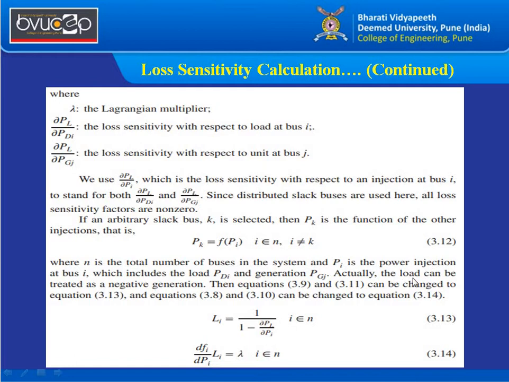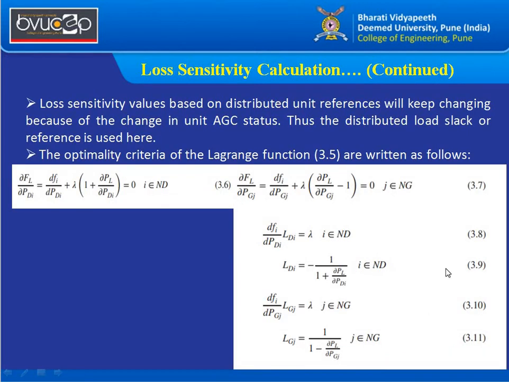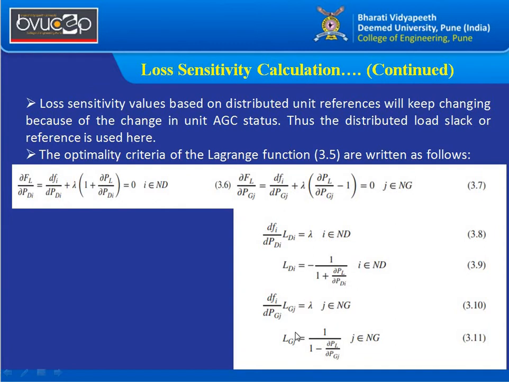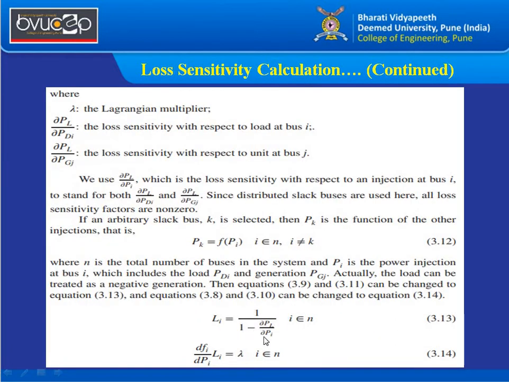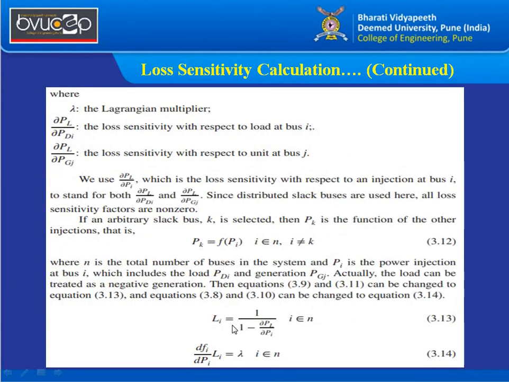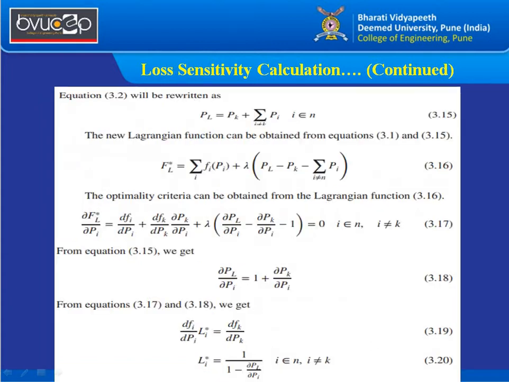This point should be noted: load can be treated as negative generation, because the normal sign conventions which we see for AC load flow can be applied on the load side. So when we simplify these equations, equations 3.9 and 3.11, with LDi and LGi, can be changed to equation 3.13. Here we have a generalized term for Li, which we can call 1 minus delta PL by delta Pi. Again we can have the Lagrange's function as we have seen here, and the same term we can obtain for the number of buses n.